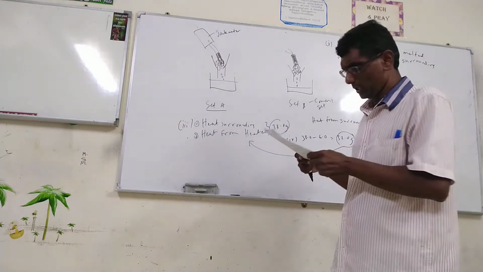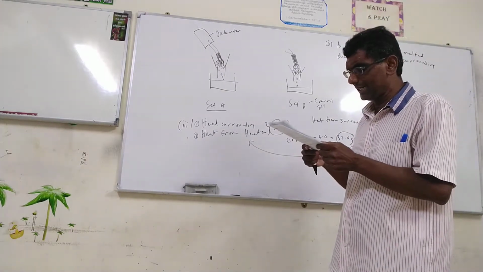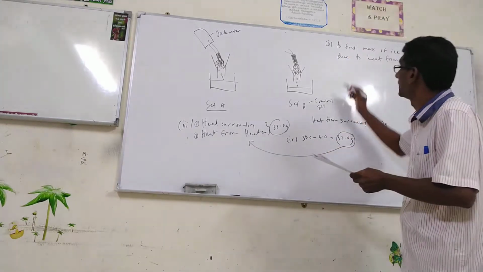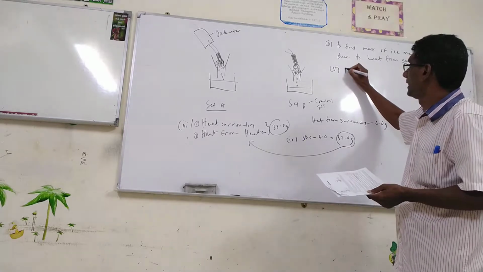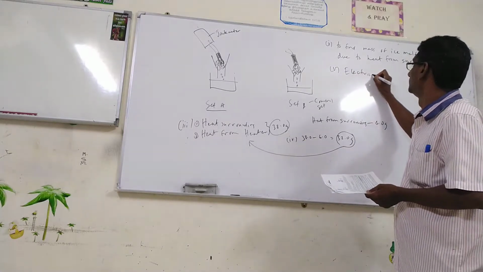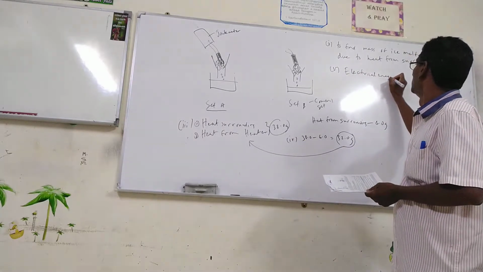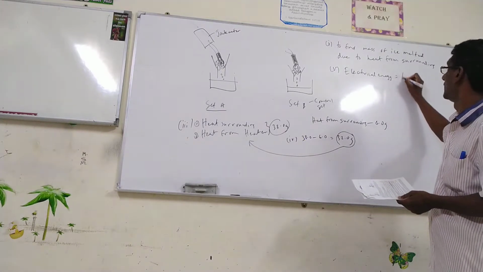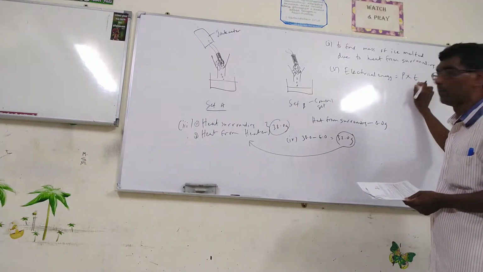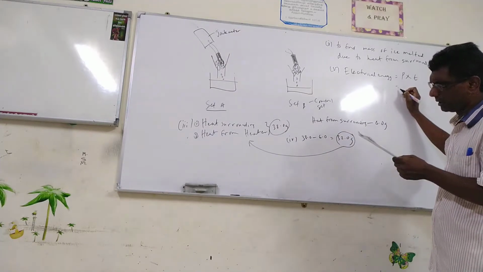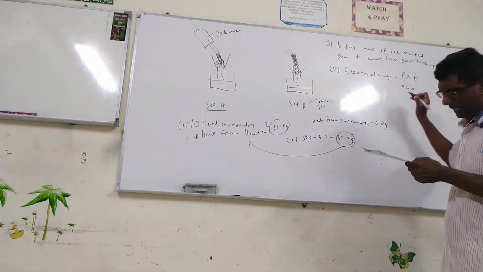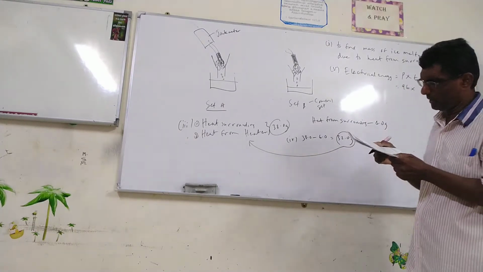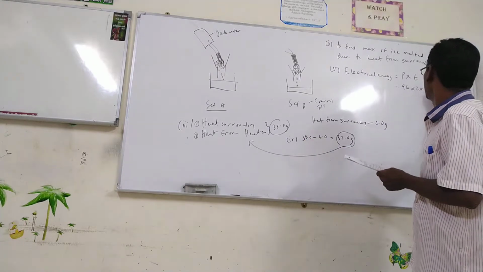Question number 5. Calculate the electrical energy produced by the heater during 2 minutes. So electrical energy, the formula is power multiplied by time. What is the power? 96 watt. And the time is 2 minutes, 2 times 60.